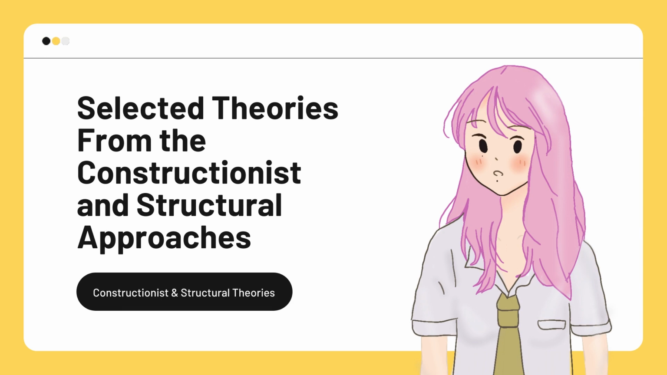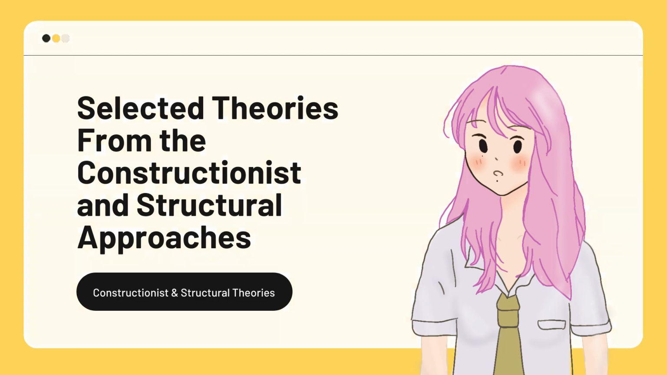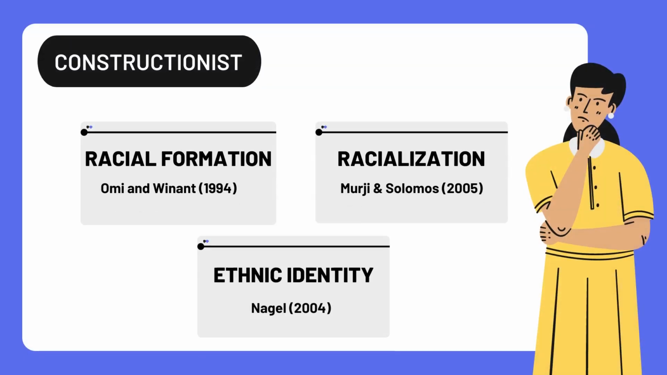So some theories advance their own interpretation in an effort to render a deeper understanding of how race and ethnicity shape our lives. So it represents six selected theories or interpretations of a structural and a constructionist theory. So these are the selected theories from the constructionist and structural approaches. So, first, under the constructionist theory, is the racial formation.